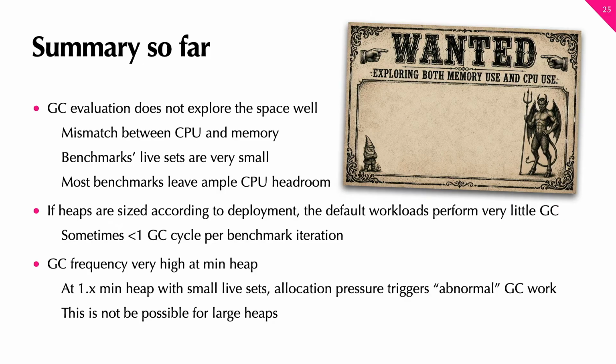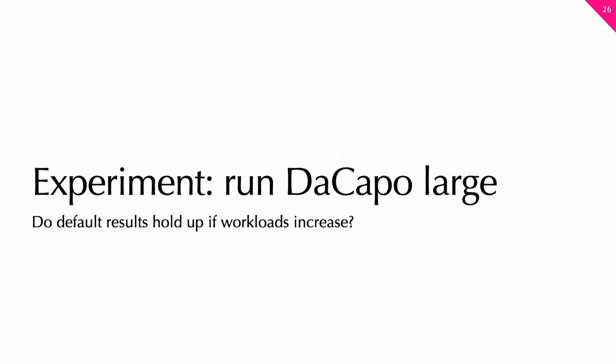Okay, great. So now we looked at the DaCapo default workloads, but DaCapo also has a large workload in the 2311 release. So let's do a little experiment. Let's start in the corner of the gnome and then move a little bit towards the beast and see: do the results that we get when we are looking at the gnome hold up if we're running with the larger workloads? So do the results hold up if we increase the workloads?